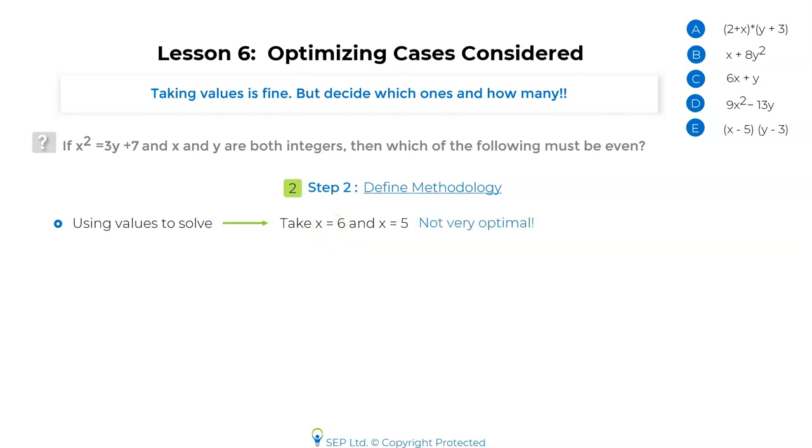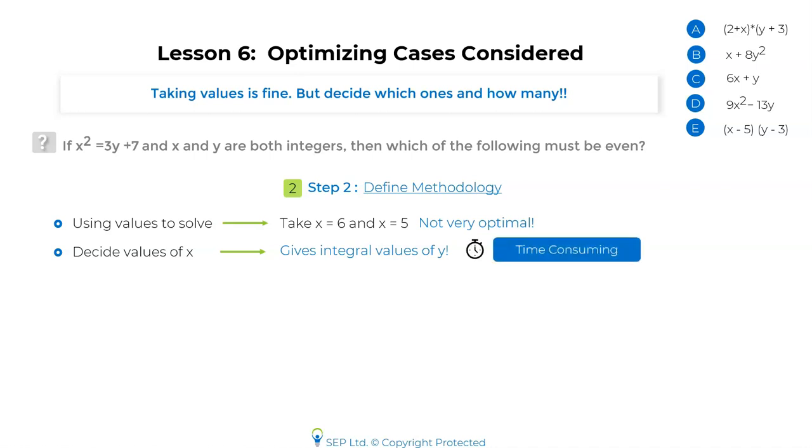Okay, and the process is also not very optimal, because now you have to decide the values of x. What values of x should I take that will help me get integral values of y? And keep in mind that is not even the agenda here. Your agenda is to just figure out what cases should you consider, what even-odd nature of x and y should you consider to get the answer. And here, since you're trying to take values and figure out the integral values of y, you are wasting your time. Because some cases might work, some might not work, and you will have to then take some other value and check. And again, that is like a to-and-fro kind of case, which is a wastage of time.